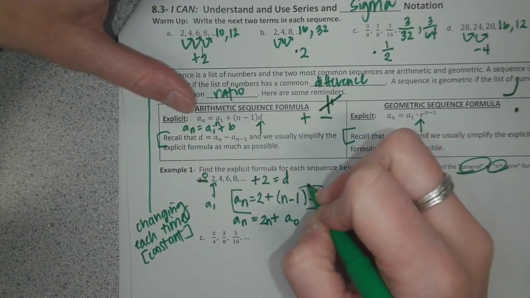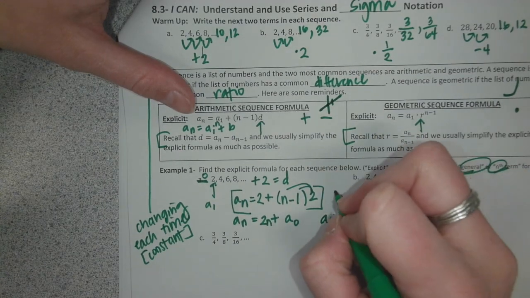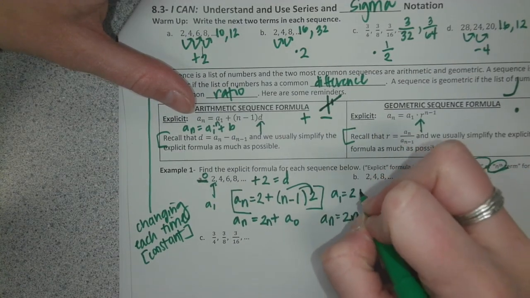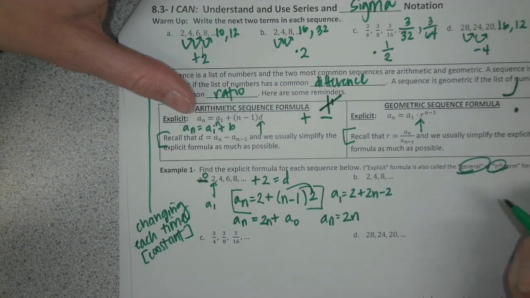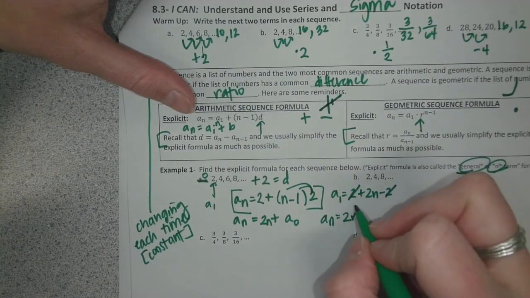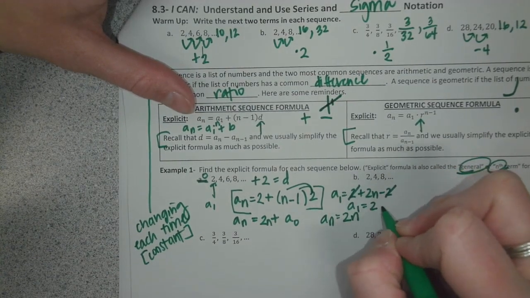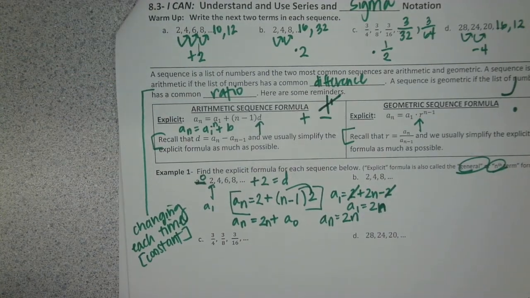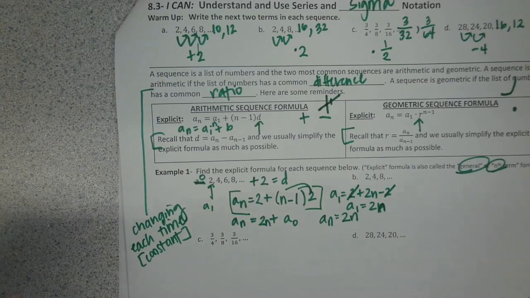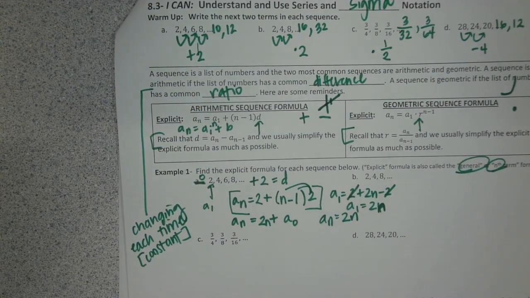So you would distribute this 2, right? So you would have a sub n equals 2 plus 2n minus 2. These 2's are going to cancel, and now we have the same thing: a sub n equals 2n, like that. Anyways, I don't really care which formula you use to get your actual answer, but you have to have a slope in there. Sorry, I forgot that for a second.